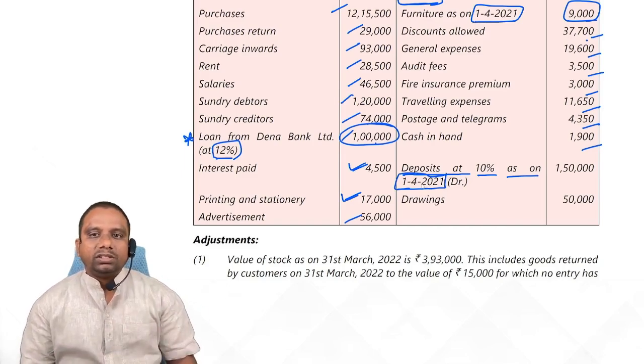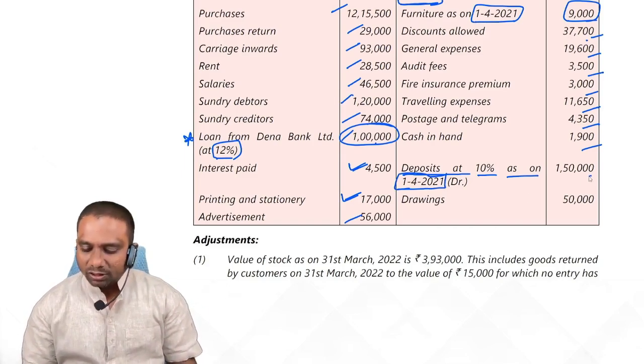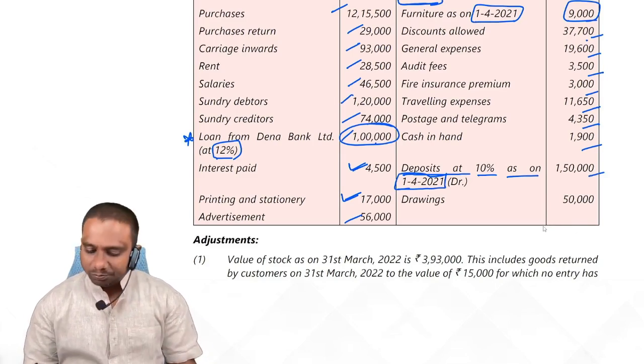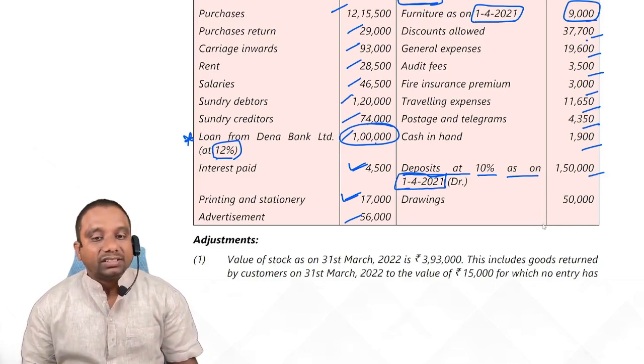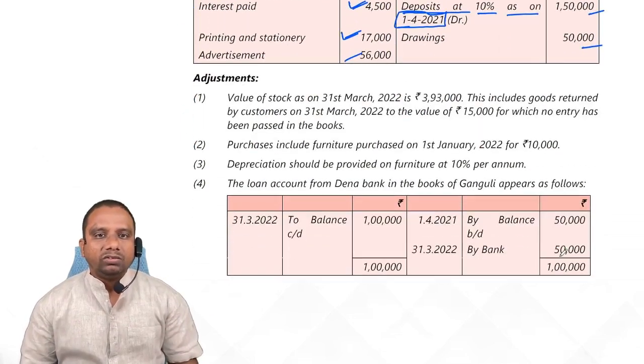Deposit at 10% as on 1/4/2021. Asset, so balance sheet, that side. Next, drawings, deduct from capital. Now look at one by one adjustment.